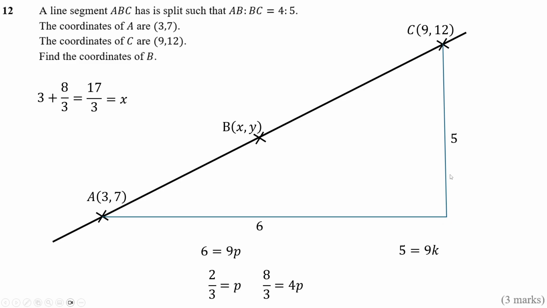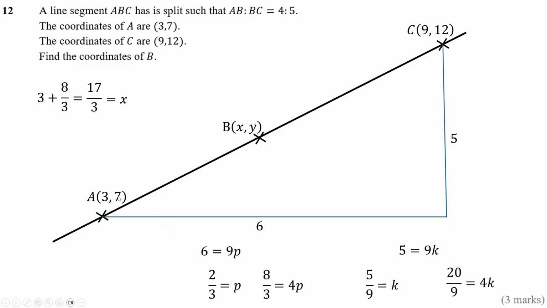So this is also 9 parts. We'll call it some other variable, not p, because we've used it there. So we know that it's going to be 9 parts from here to here. So 5 equals 9k. K equals 5 over 9. And then we want to multiply that by 4 because we only want to go 4 parts above, not that full 9. Up. So multiply that by 4 to get 20 over 9 equals 4k.